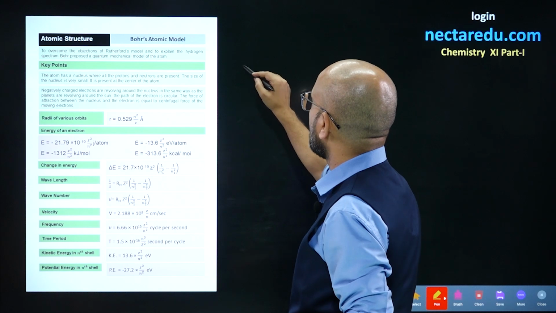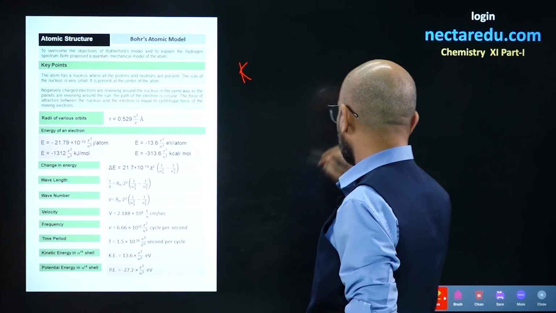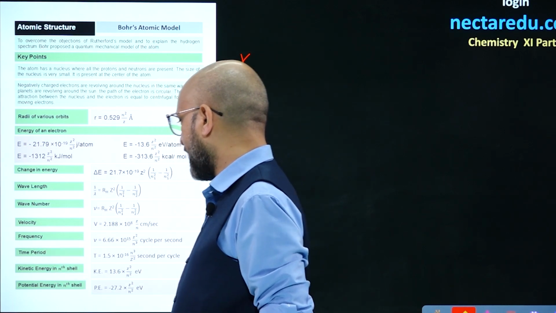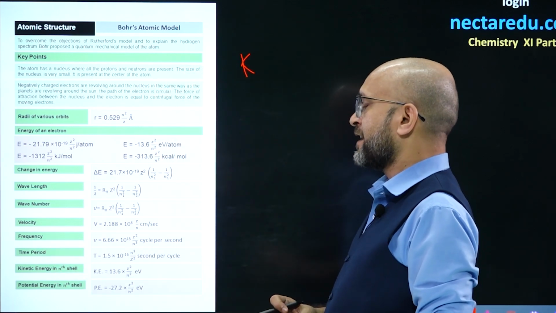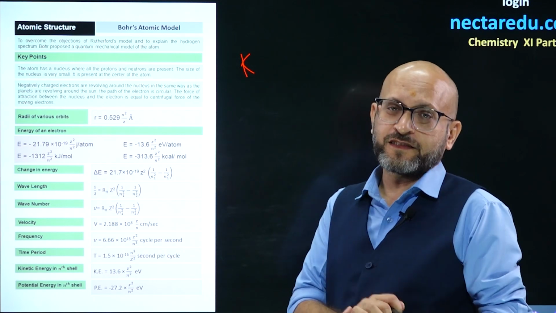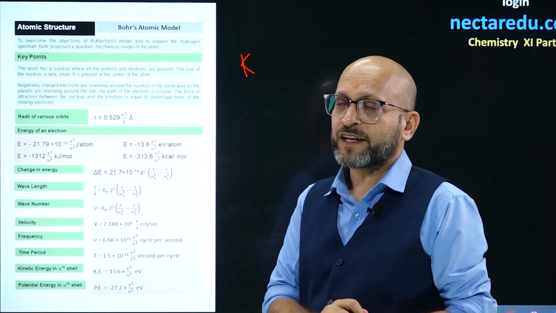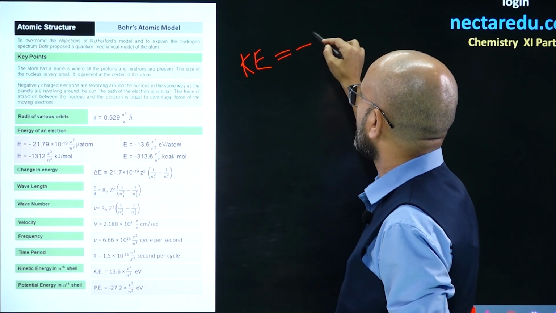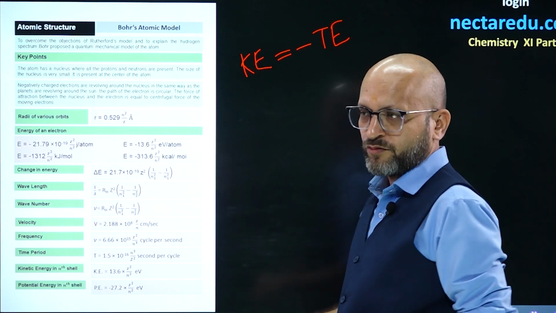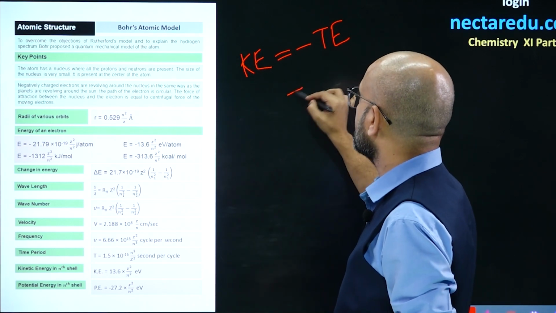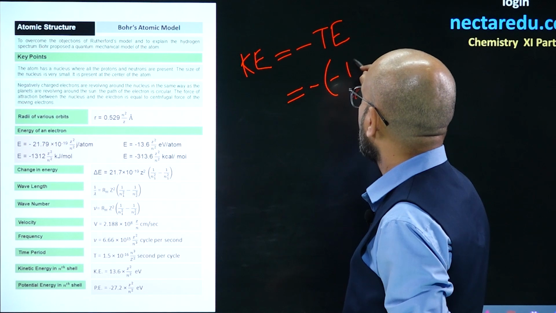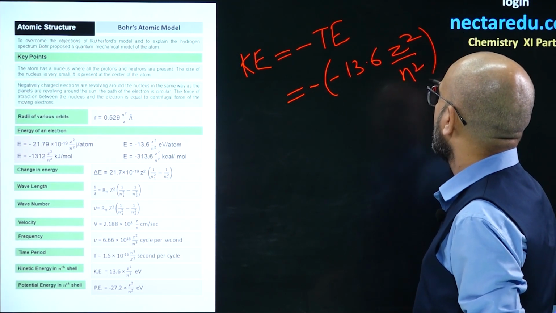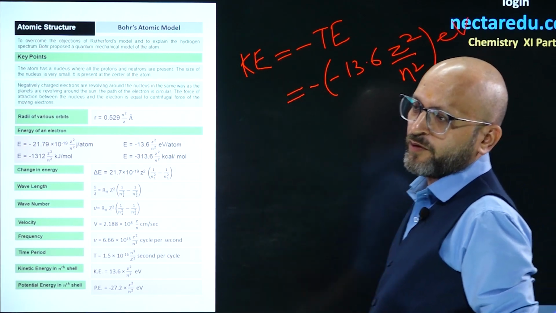What is the relation between kinetic energy and total energy? The formula we discussed just now for energy was minus 13.6 Z square by n square. That was for total energy. If you want to know the formula for kinetic energy, just put it like this: KE is equal to minus of total energy. So the total energy was minus 13.6, and the formula here will be minus of minus 13.6 Z square by n square electron volt. This is the formula for kinetic energy.